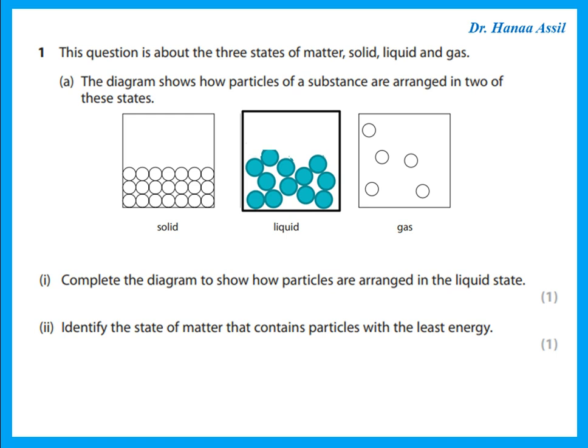Okay, identify the state of matter that contains particles with the least energy. Which of these has lower energy? You should remember that as we go from solid to liquid, the liquid has more energy, the gas has a lot of energy. So the one with the least energy is the solid.